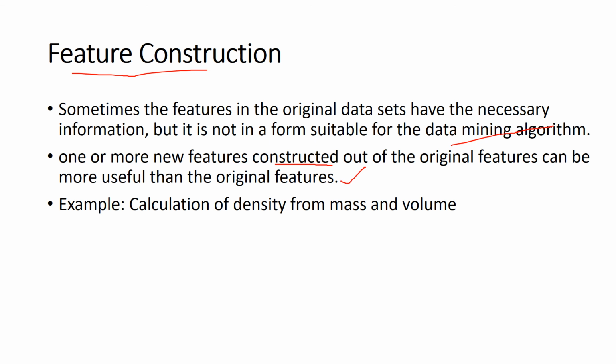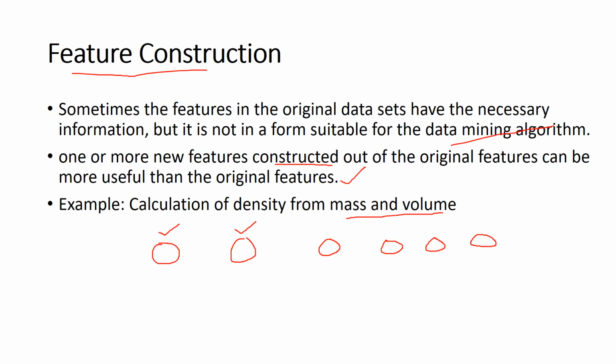So for example, let us look at a process where we have the mass and the volume. We have a few elements, and what we want to do is categorize them into different categories, as these elements are made up of either wood, brass, iron, aluminum, and so on. We want to understand whether they are made of wood or brass or these other materials.